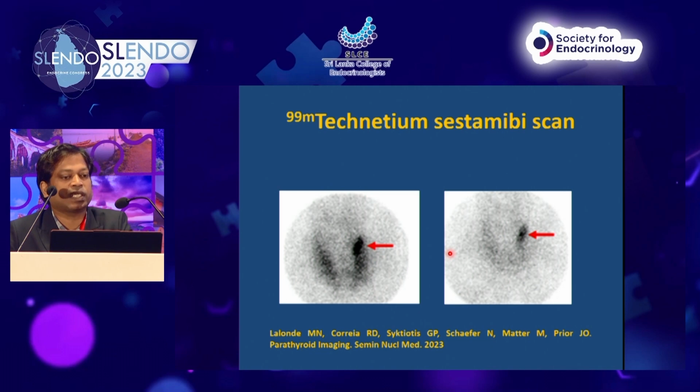The next investigation is the sestamibi scan. This is the image showing the parathyroid tumor in the left upper parathyroid gland. What is the principle of the MIBI scan? Basically, MIBI is retained in cells having more mitochondria. Compared to the normal thyroid gland and the parathyroid gland, parathyroid adenomas are rich in mitochondria, so MIBI can be retained more in this tumor, so that it can be localized.